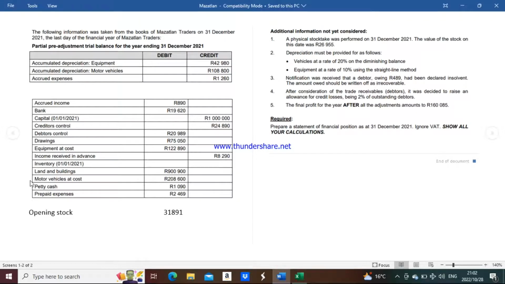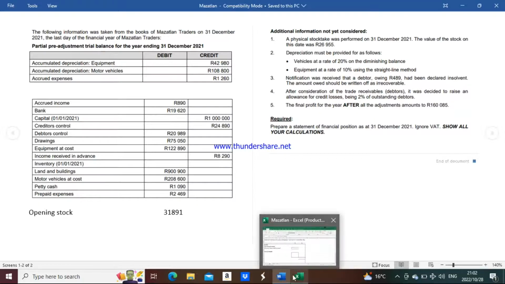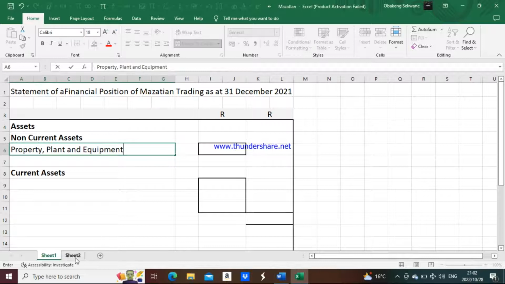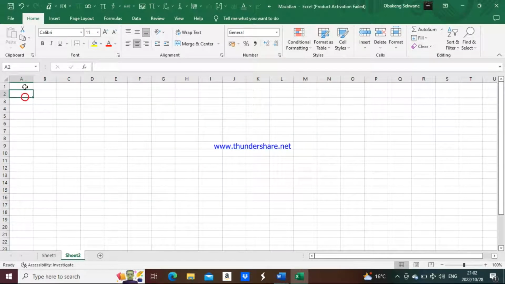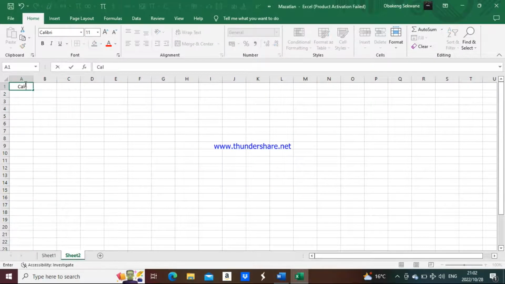Then when we go back, we have no loans. So we have no fixed deposits. So we have no long-term investments, which leaves our PPE. In order to calculate our PPE, I'll be using this worksheet 2 as my calculation guide.